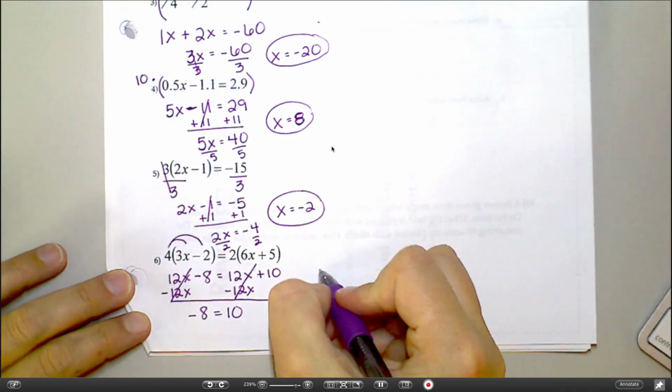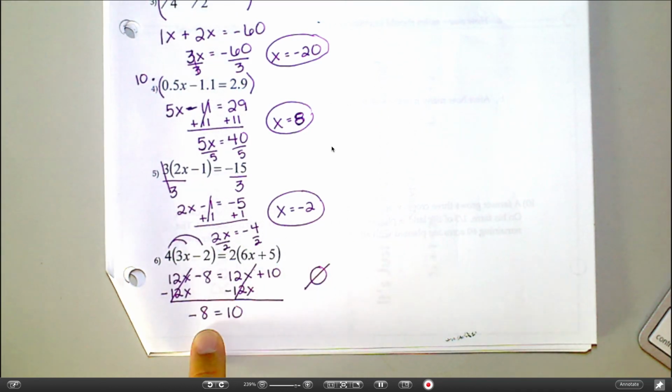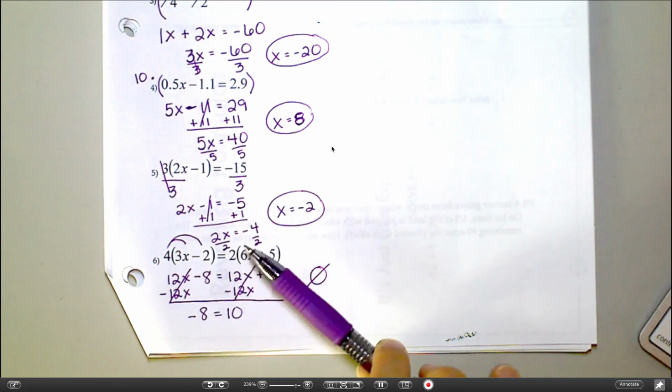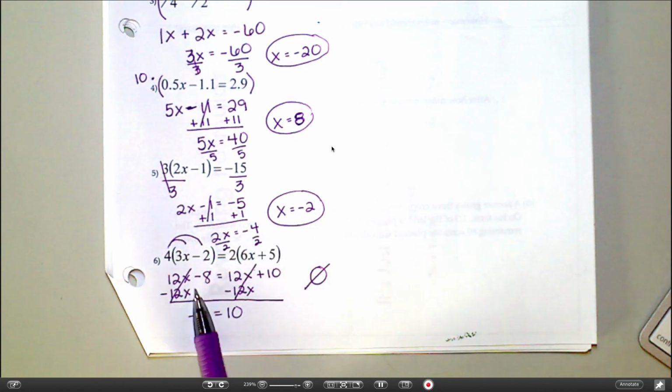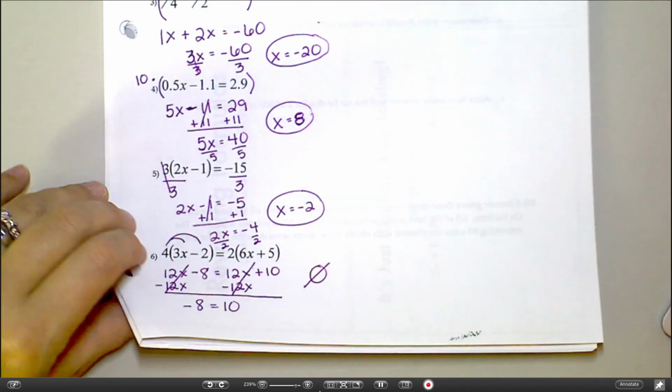So this is a no solution. There is no number that I could plug in there for x that would make this statement true. Because no matter what, you can't make that true. That only happens when the x's cancel out and you're left with two numbers that are not equal to each other. We'll talk about what happens when your x's cancel out and the numbers are equal to each other in a minute, but that's what happens when they're not equal. Going well so far?